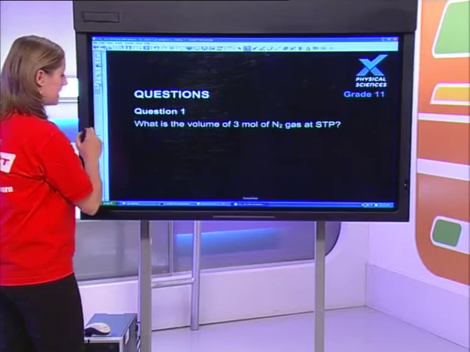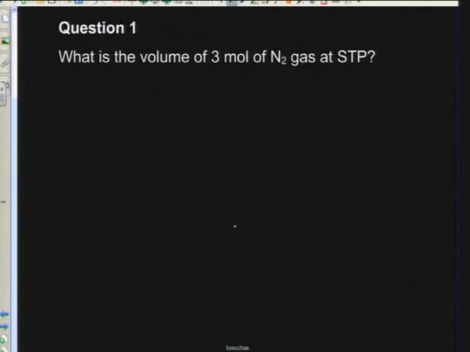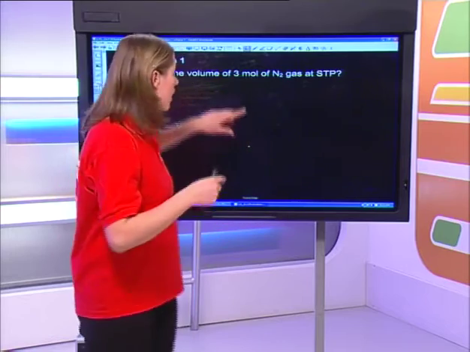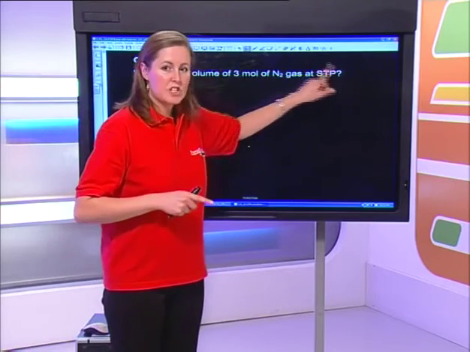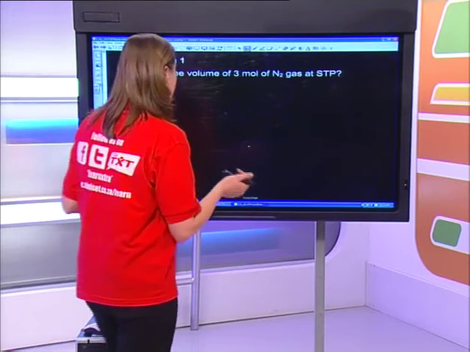But right now, let's do some more revision. There we are, question 1. What is the volume of 3 moles of nitrogen gas at STP? Now, there are multiple ways you could answer this. You could, if you're very happy with ideal gases, go and throw this into PV is equal to nRT. You've got the temperature and pressure on your data sheet because that's the standard temperature and pressure.